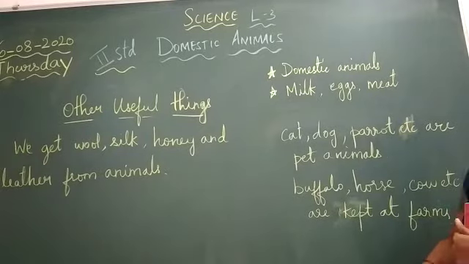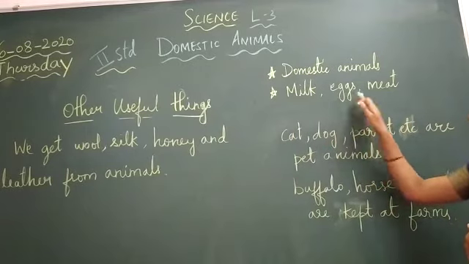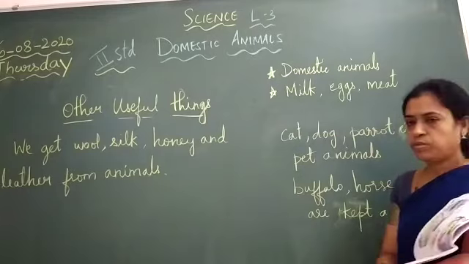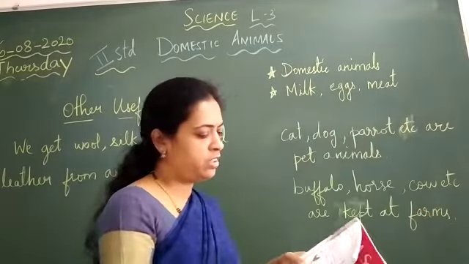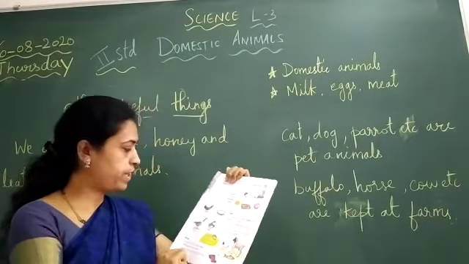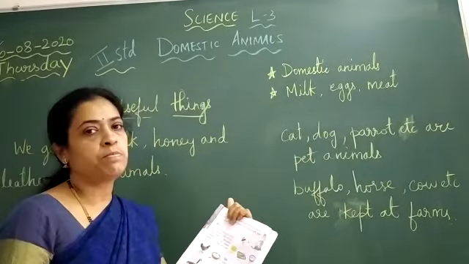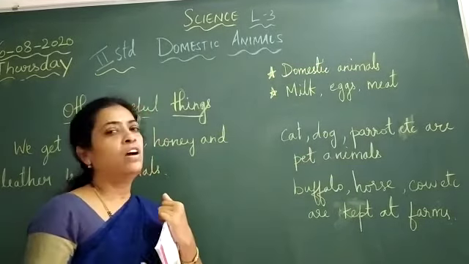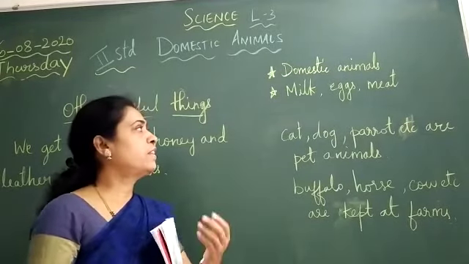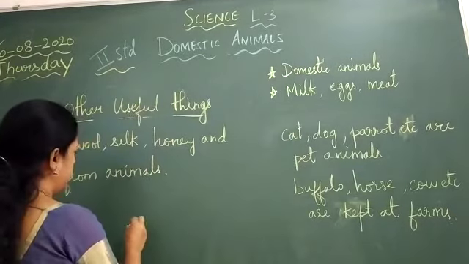In the previous class we learned the different types of food they give, like milk, eggs, meat, isn't it? I have shown the picture here. Animals such as goat, buffalo, cow give us milk. So the animals which give us milk are known as milk animals or milk giving animals, isn't it?